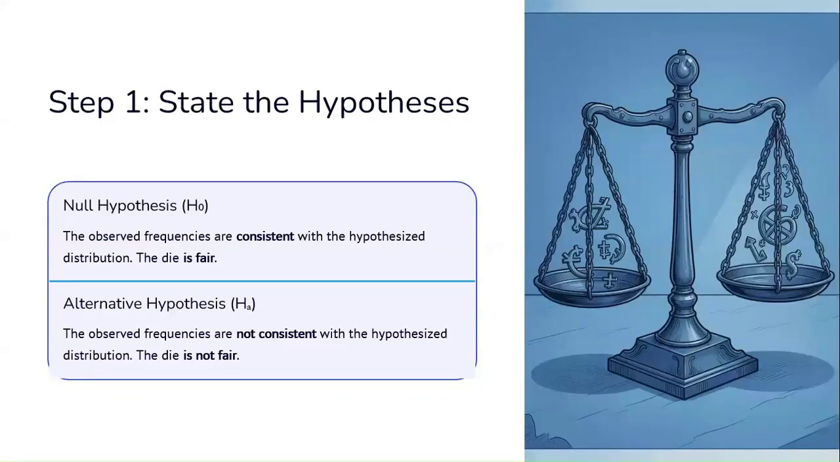Step number 1. The first formal step is stating the hypothesis. The null hypothesis states that the observed frequencies are consistent with the hypothesized distribution. In our example, this means the die is fair. The alternative hypothesis states that the observed frequencies are not consistent with the hypothesized distribution. This would mean the die is not fair. So essentially, we are testing whether the observed deviations are statistically significant.